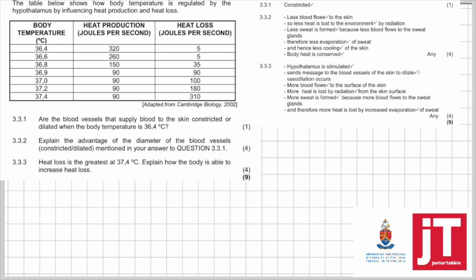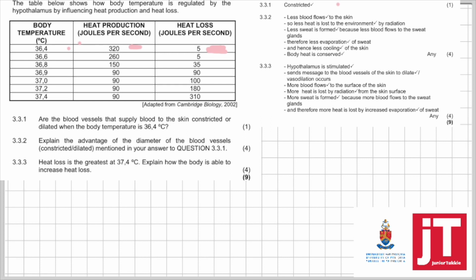Right, 3.3. The table below shows how body temperature is regulated by the hypothalamus by influencing heat production and heat loss. So if you look here, here's your body temperature, heat production, heat loss. 3.3.1. Are the blood vessels that supply blood to the skin constricted or dilated when the body temperature is 36? So heat production is 320, but heat loss is 5. That means if there's less heat that's being lost, those blood vessels must be constricted.